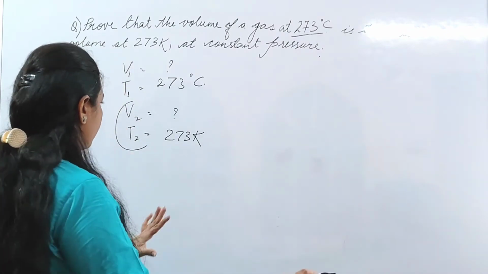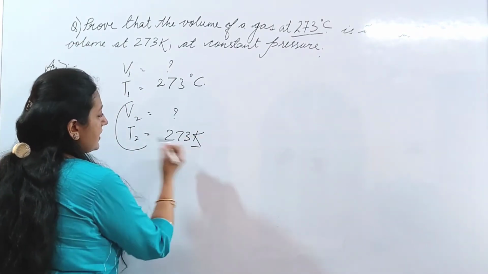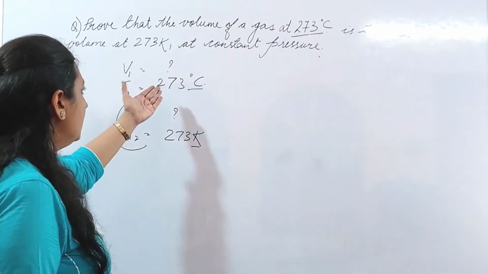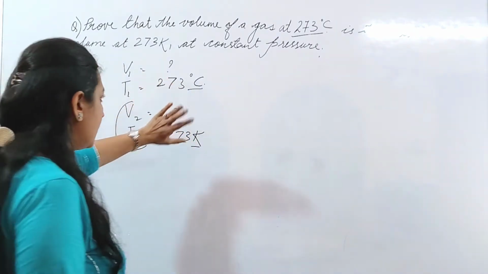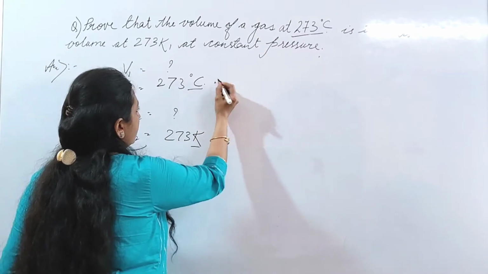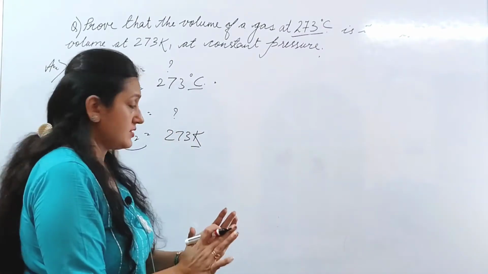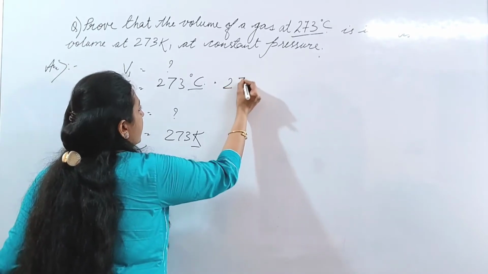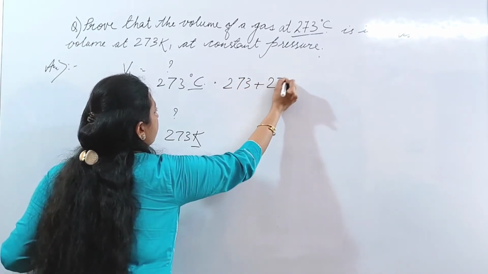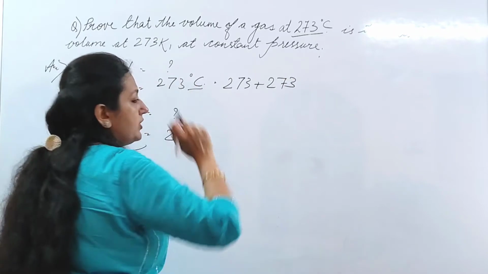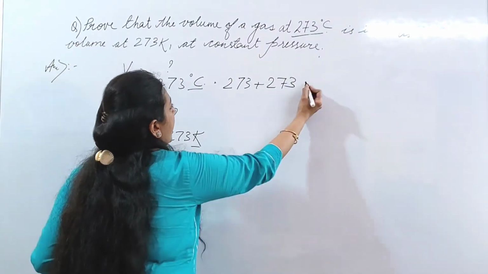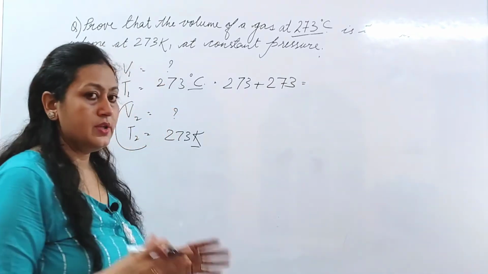This you have to prove. Now here this is in Kelvin and this is in centigrade. First of all you have to convert the unit. Unit same होना चाहिए for calculation. So you have to convert 273 degree centigrade to Kelvin. How can you convert it? By simply adding 273 to it. जो भी temperature degree centigrade में है, you just add 273 to it and you get the answer in Kelvin.